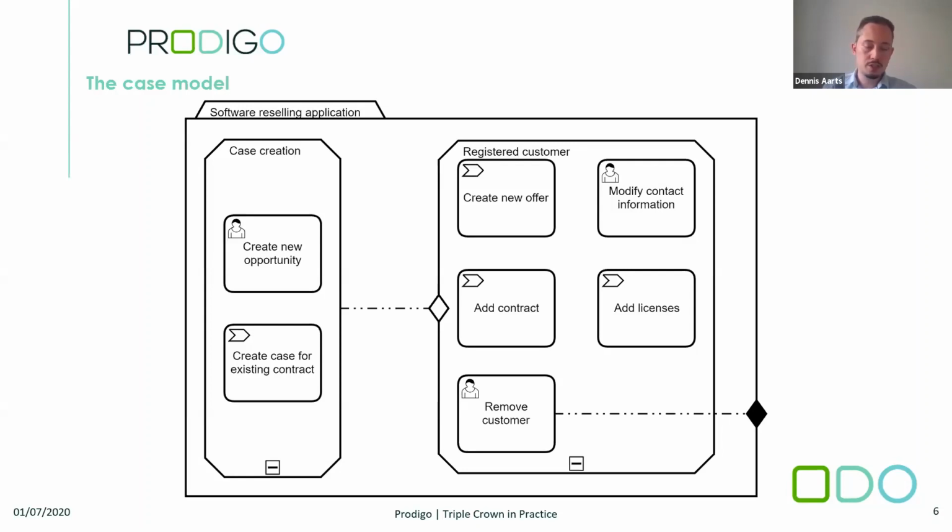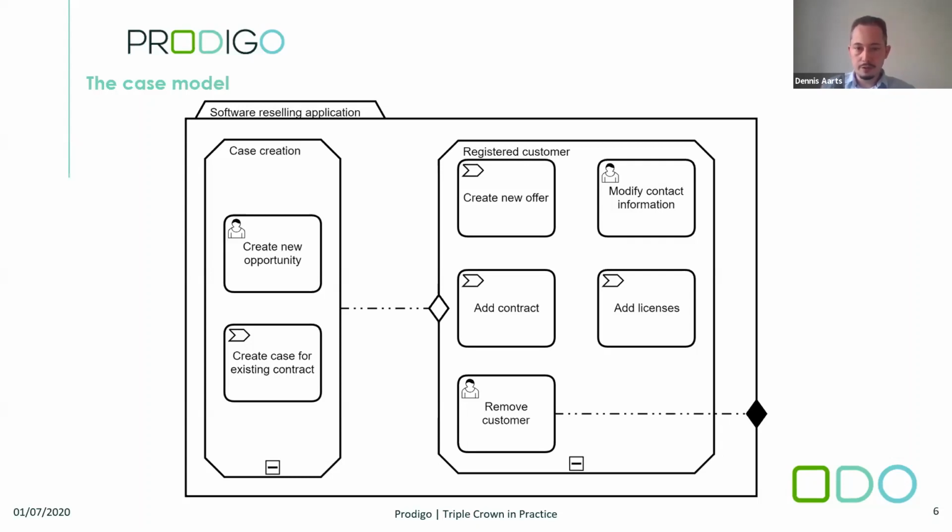Then once the creation of a case has been executed, you enter the stage of registered customers. And there you have a few different tasks that can be executed. And I did leave out the small icons that can be added at the bottom of each task, so repetition and whether a task is obligatory or not, just to simplify this model.